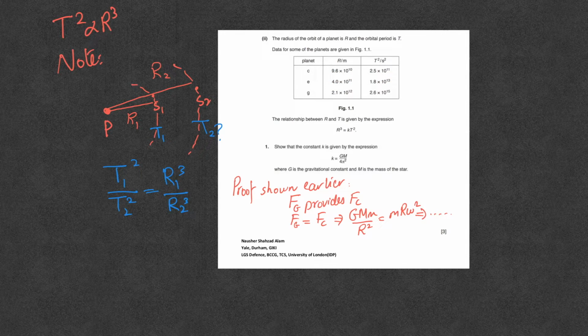Well, let's move forward. First of all, they say that the radius cube is proportional to T square. You should understand that this part that they're saying, this is Kepler's law. So you should be able to identify that it's a question on Kepler's law. And then they're saying that show that this is the constant. So I've shown this proof earlier. You put Fg provides Fc, and then you write Fg is equal to Fc, and then you say GMm over r square is equal to mr omega square.